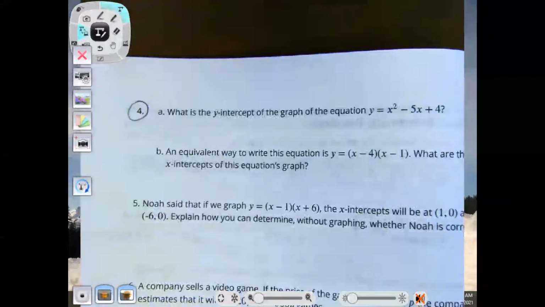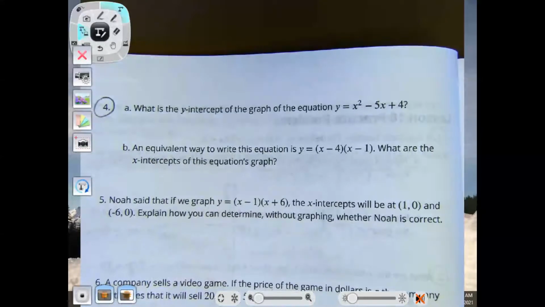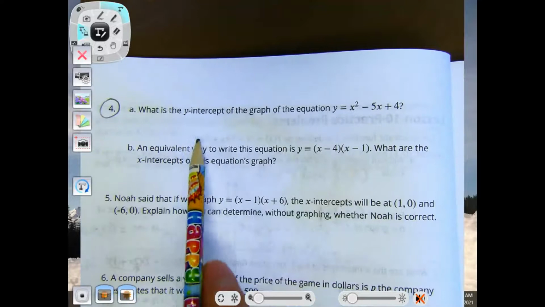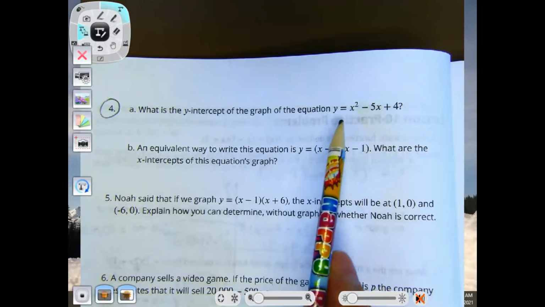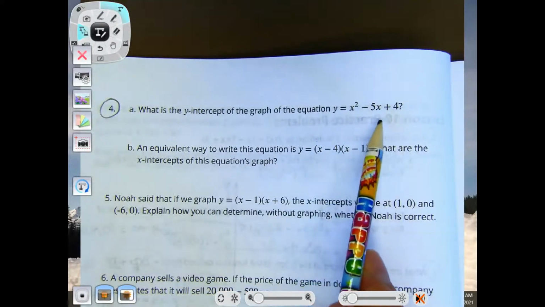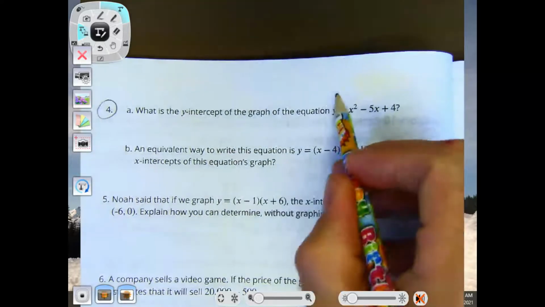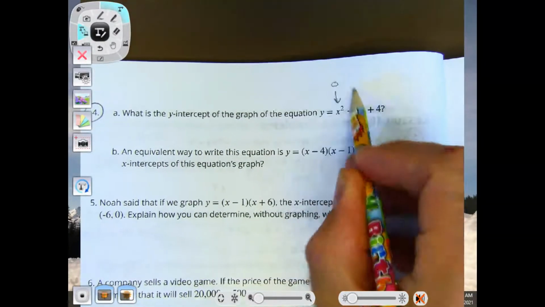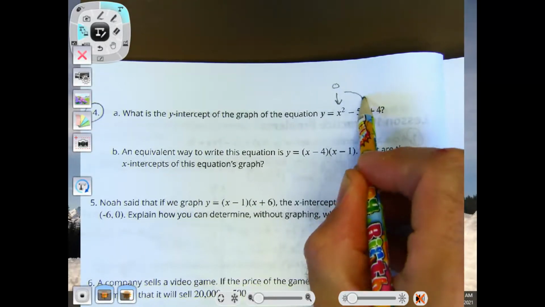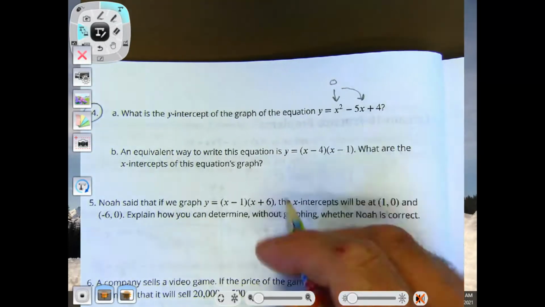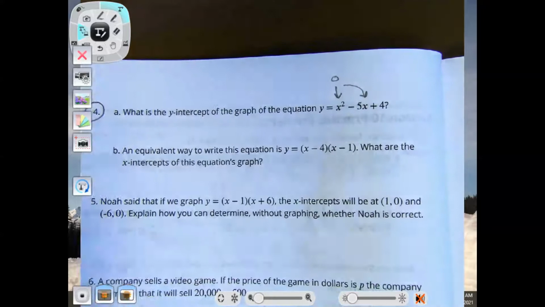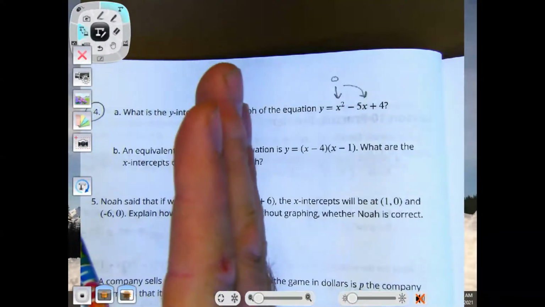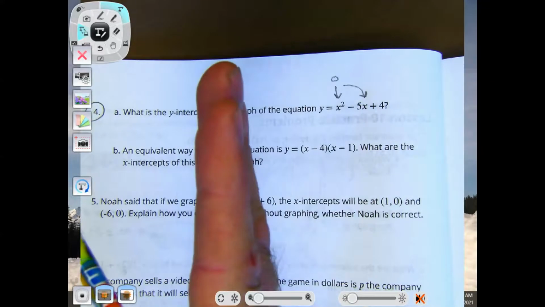Okay, number 4. What is the y-intercept of the graph of the equation y equals x squared minus 5x plus 4? Now remember, all I have to do is plug in zeros for these x's, and whatever's left over will be my y-intercept. Because as I move left and right on my x-axis, as soon as I get to the y-axis, that's where x equals 0.